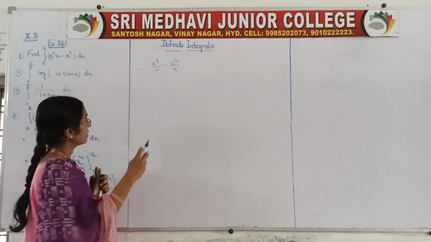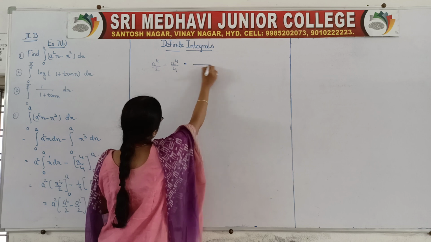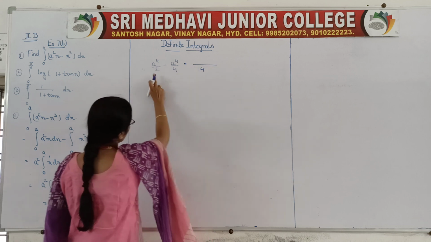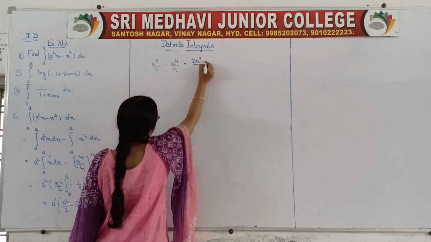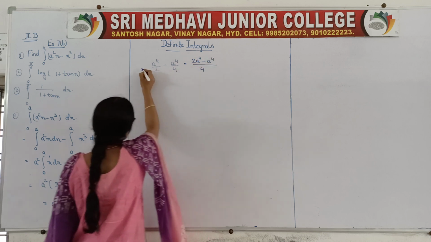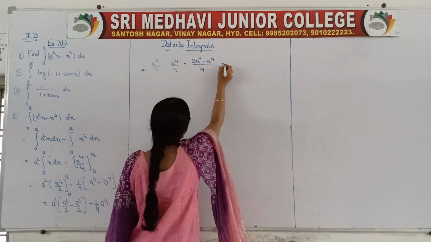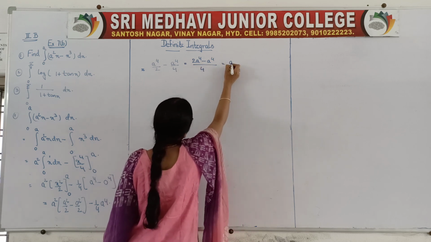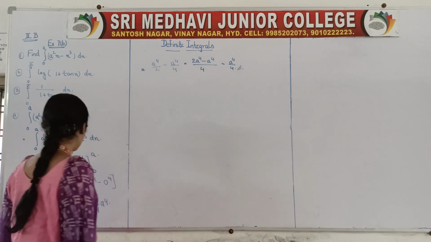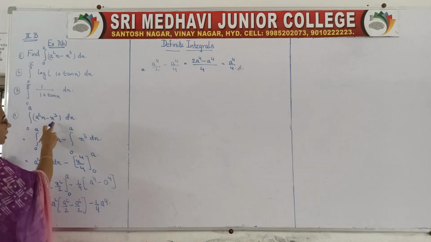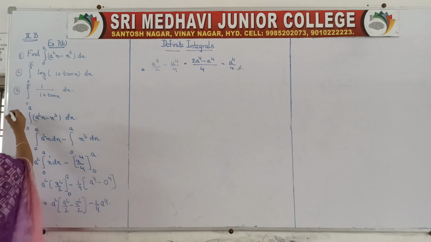What is the LCM here? Here the LCM is 4. So 2 a to the power of 4 minus a to the power of 4, so is equal to 1 time of a to the power of 4 by 4. That's all, that is the answer. So very simple, just a 2 marks question, this one.